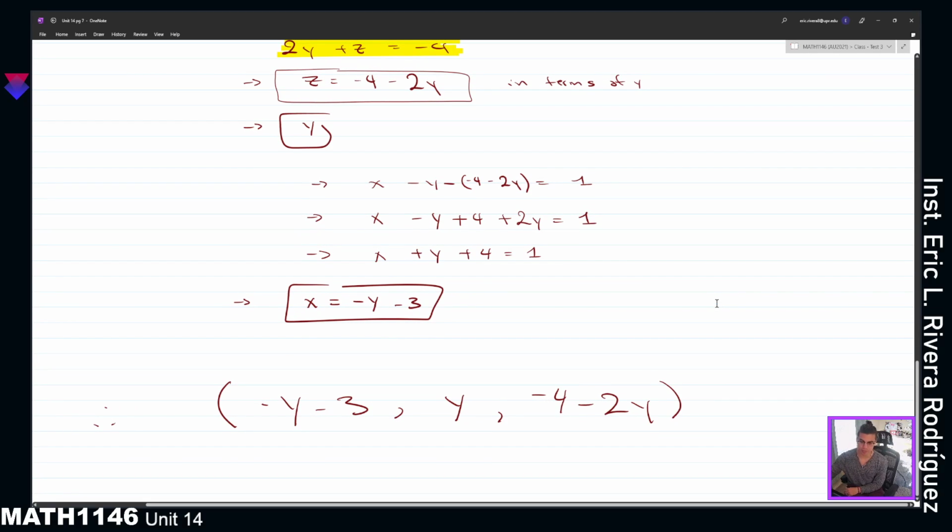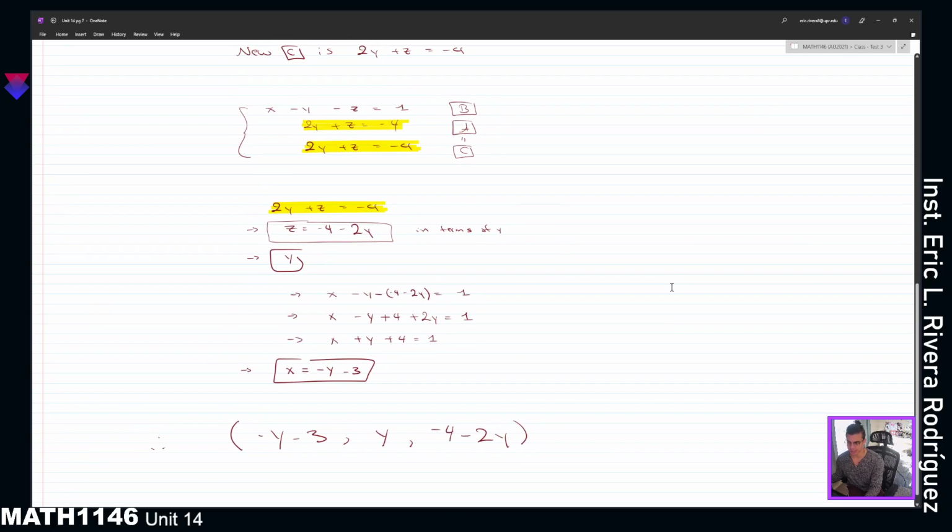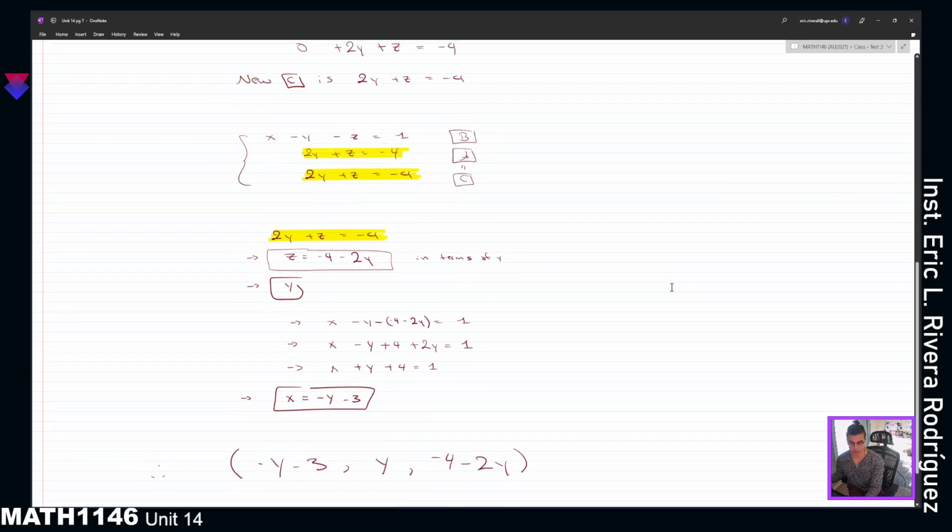Hence, I have mathematical expressions for each of the three variables. X is equal to y minus 3. Y is just y because it's the independent variable. -4 minus 2y is the expression for the variable z. Okay, and that is how you get the solution.